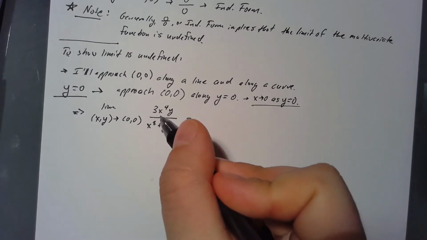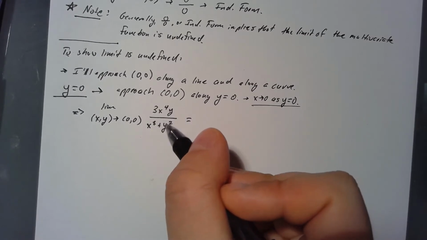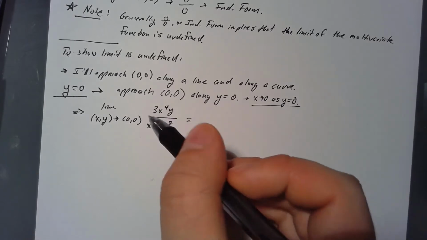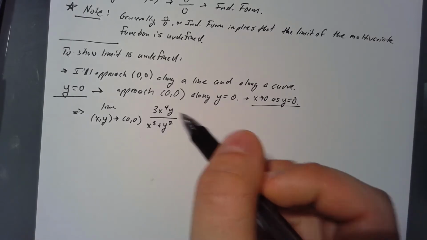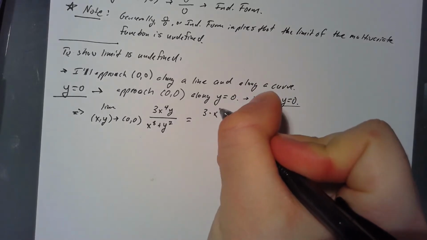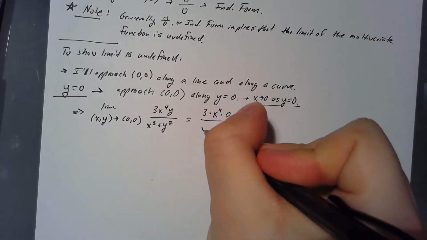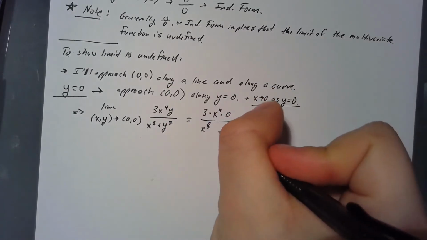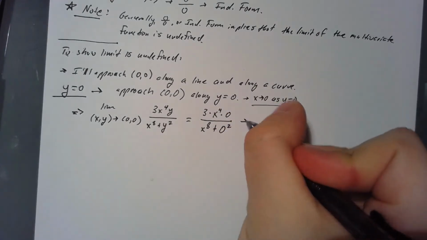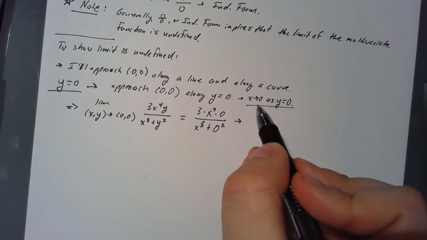So I have 3 times x to the 4th times 0. Y is 0. Y is equal to 0. So just plug in 0 for y. When I do that, I'm going to get 3 times x to the 4th times 0 in the numerator, and x to the 8th plus 0 squared in the denominator. So when I do that, I'm just going to have a single variable limit.